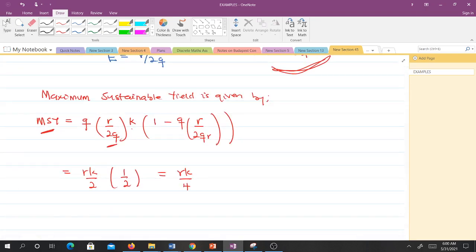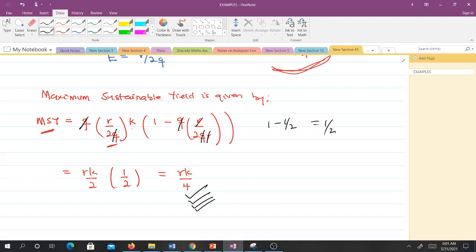When we take this one, this K will cancel this K. We're going to get RQ on 2, and here too this K will cancel this K, this R cancels this R, and we just get 1 minus half, which will give us half. So we get RK on 2 times half, which gives RK on 4. And this happens to be the maximum sustainable yield. Okay, so that's the solution for the first part of the question.